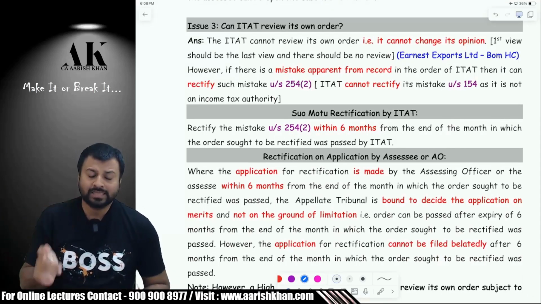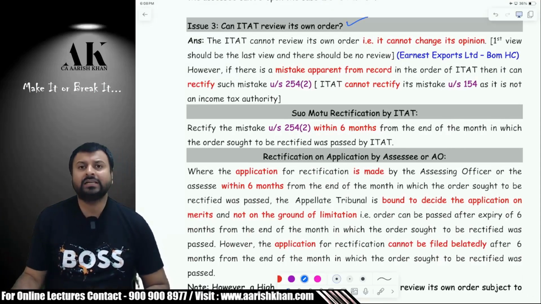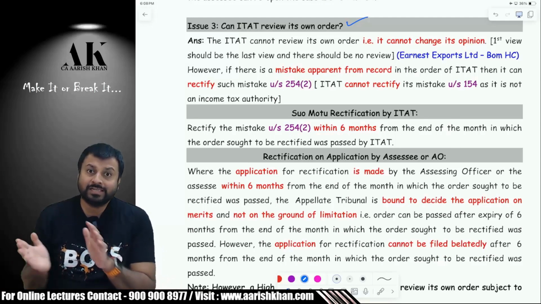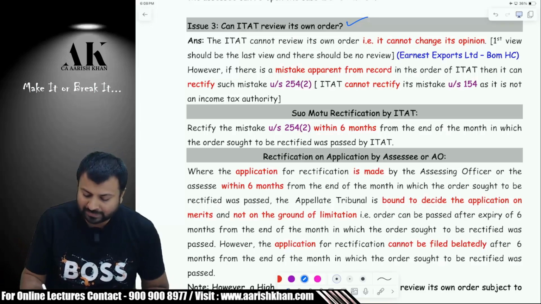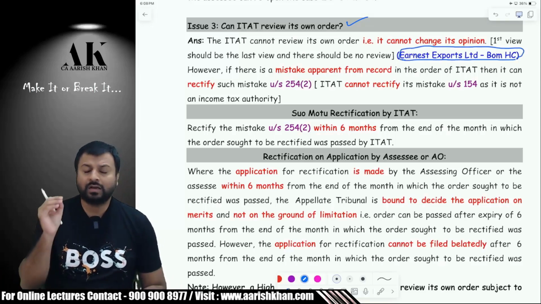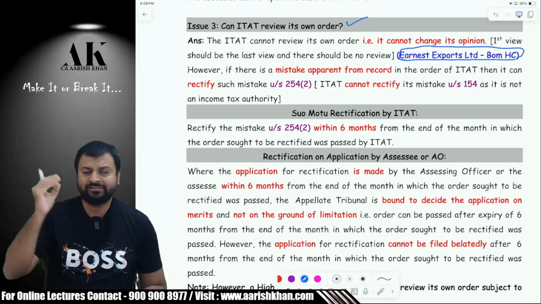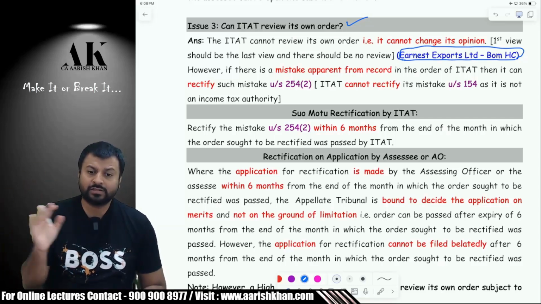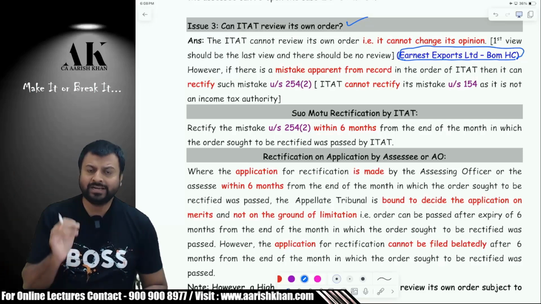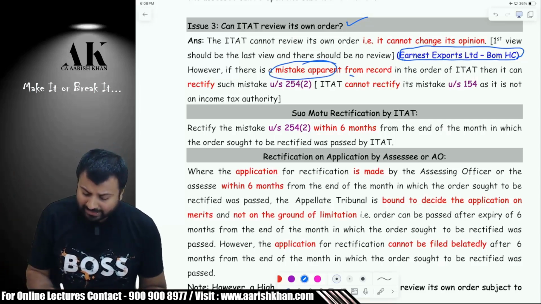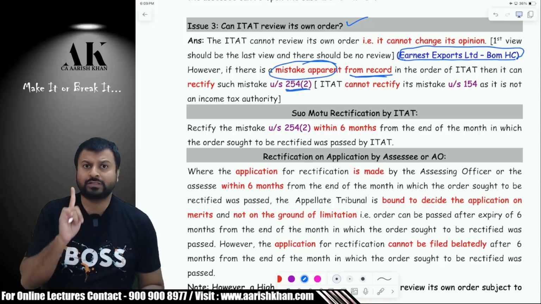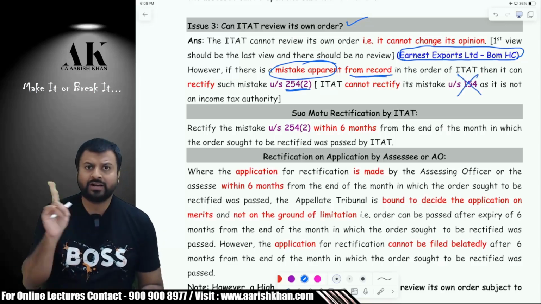Okay. Third case. Can ITAT review its own order? Reviewing its own order means changing its original decision. That is not possible as per the judgment of Ernest Exports Limited, Bombay High Court. The Bombay High Court has held that the ITAT cannot change its opinion. Whatever order ITAT has passed, after a few months, if they feel that they want to change the decision, they cannot change. But yes, if ITAT has made an apparent mistake, it can rectify its mistake under section 254 subsection 2. ITAT cannot rectify its mistake under 154.